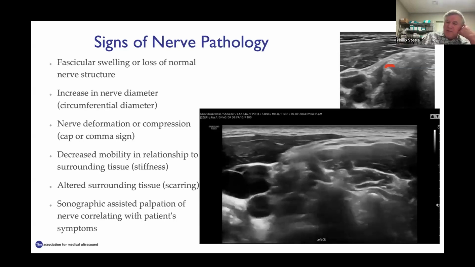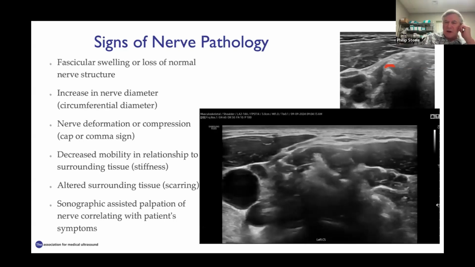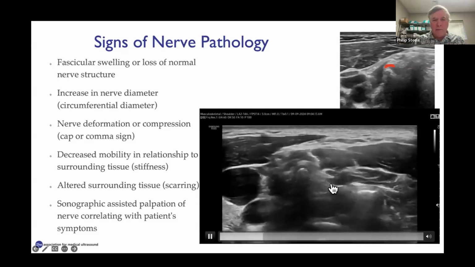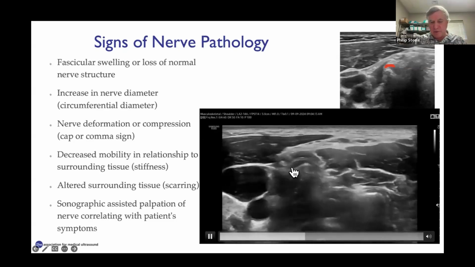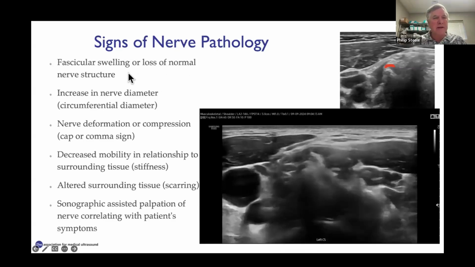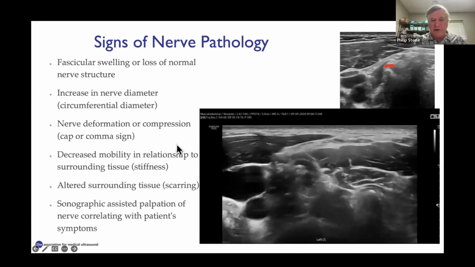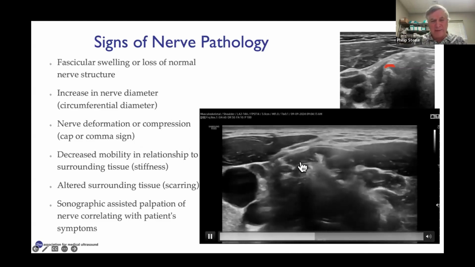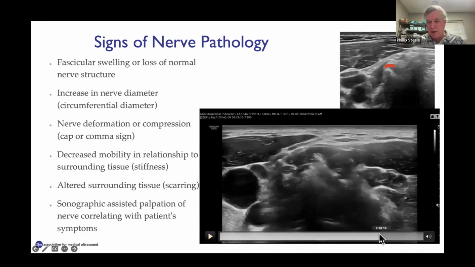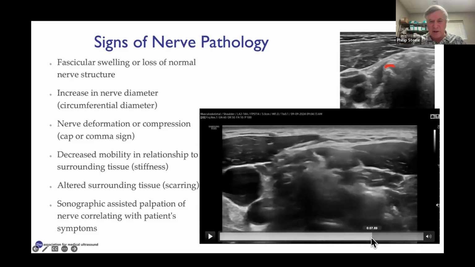So if the nerve root is enlarged, that's really helpful, but the nerve can be injured in other areas. And so signs of fascicular injury are loss of normal nerve structure, increasing diameter of the nerve, a deformation, or what I call the cap sign or comma sign. And you can see that right here in terms of the nerve coming out here.